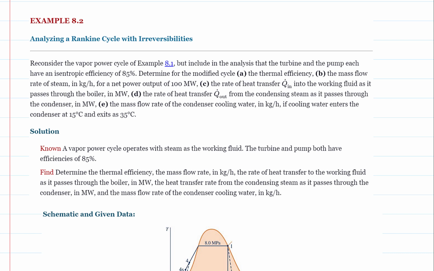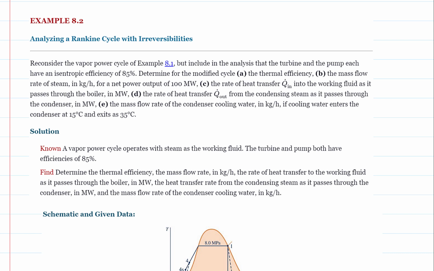The rate of heat transfer Q dot out from the condensing steam as it passes through the condenser. The mass flow rate of the condenser cooling water if the cooling water enters the condenser at 15 degrees Celsius and exits at 35 degrees Celsius.